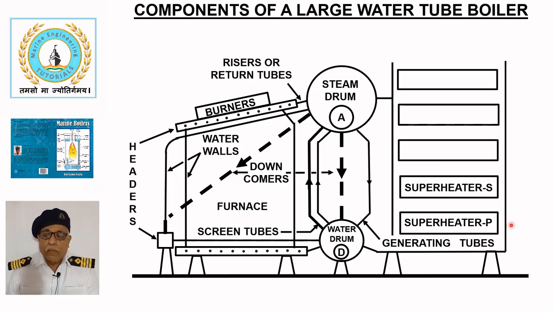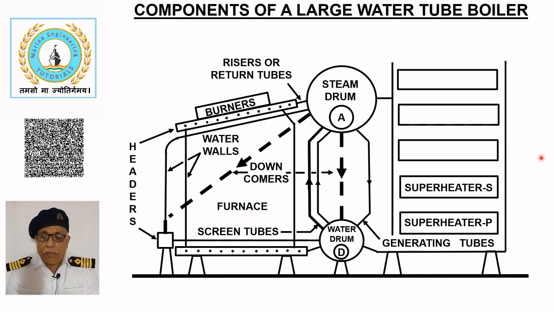Desuperheater. The desuperheater reduces steam temperature for auxiliary uses where saturated steam is required. Although saturated steam can be drawn directly from the drum, this practice is generally avoided to prevent superheater overheating during low load operation.